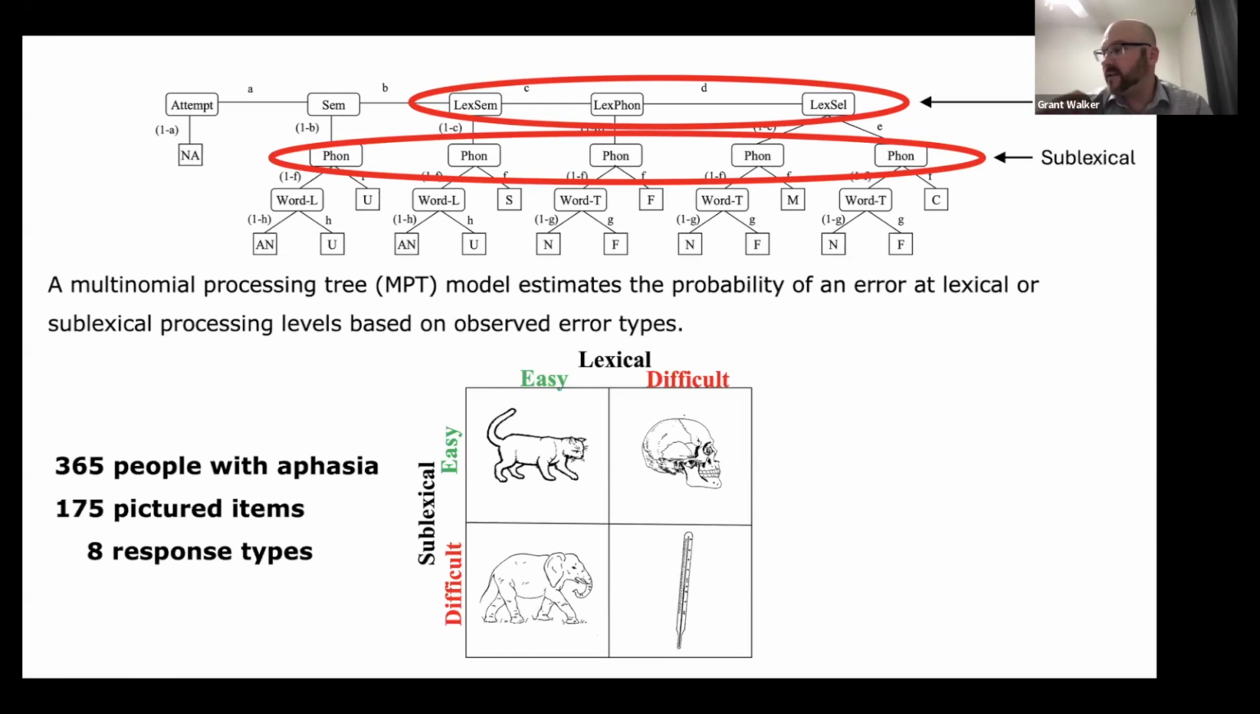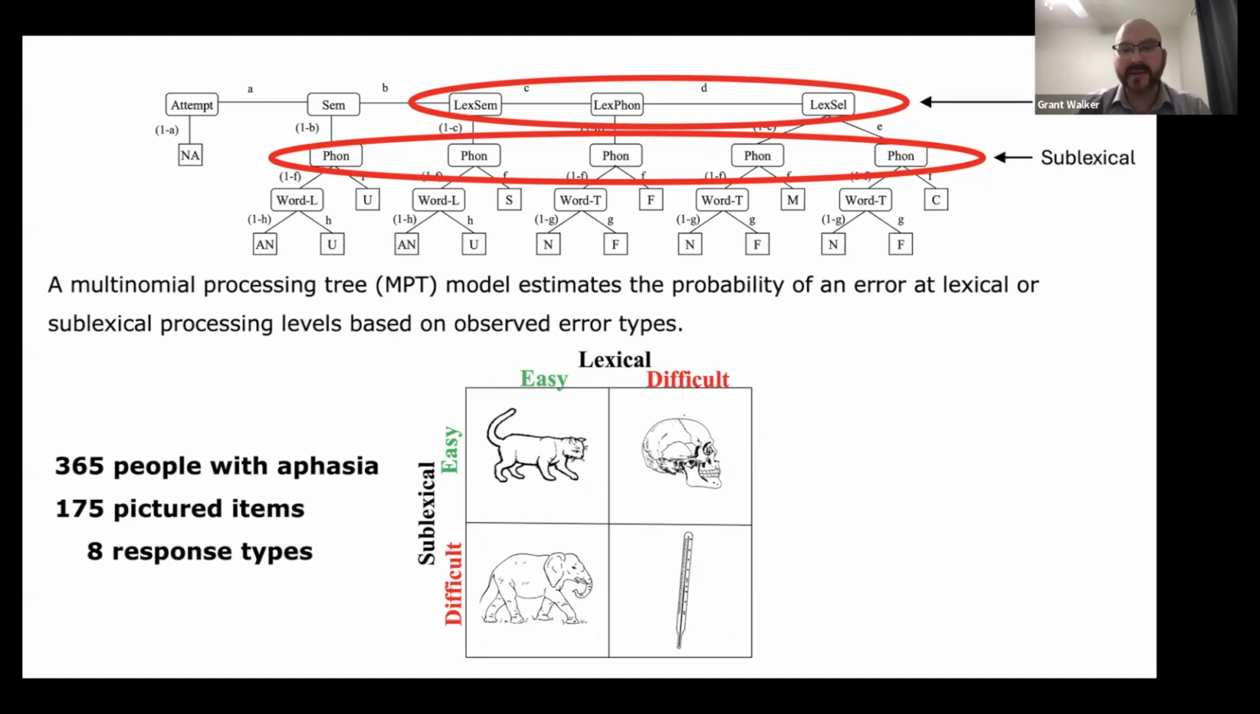And as I mentioned, we can use some item response theory formulas to separate out the effect of people and the effect of items, so the difficulty of items. We did this using a lot of data. Again, you need a lot of data to do this. So 365 people with aphasia, 175 pictured items. That's the same as the Philadelphia Naming Test as before. And this time we're looking at 8 different response types, not just correct or incorrect.